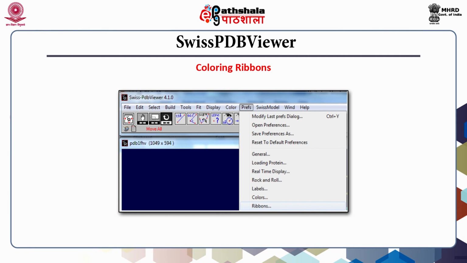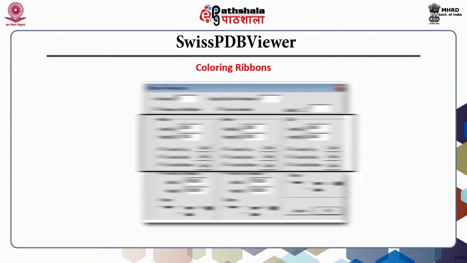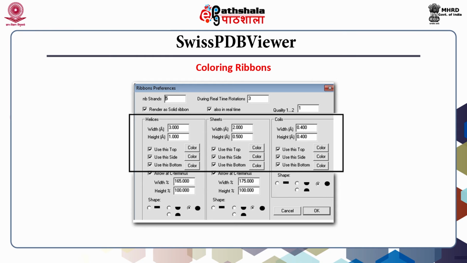User can set the preferences for ribbon colors from the prefs menu with selecting ribbons command. This will open the following dialog box. In this dialog box, just change the colors for the top, side and bottoms of helices, sheets and coils. Click on the color button of each of these to set the color and then select the color from the color dialog box. For coloring helices, top, side and bottom, click color button next to these.